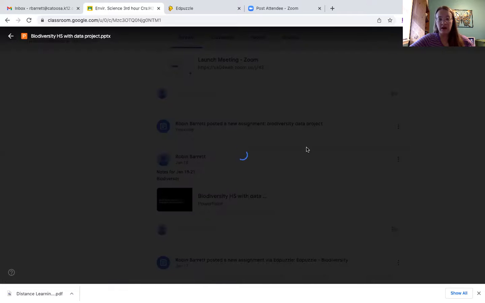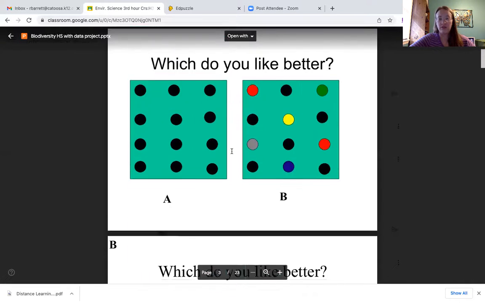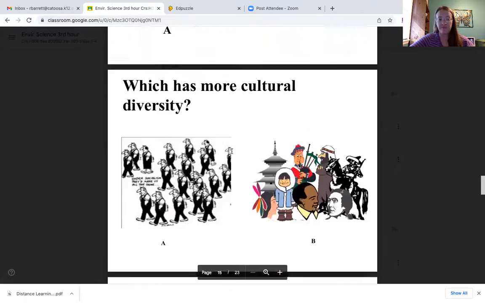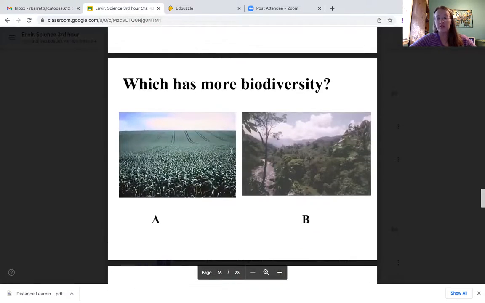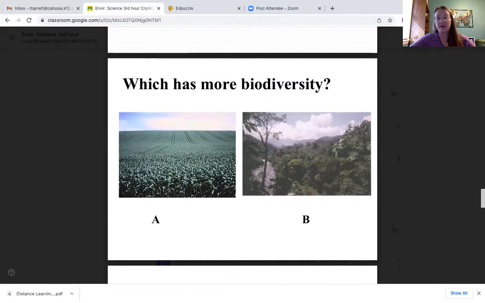If you pull this up, you are going to find the bell work questions, the notes about biodiversity, okay? Biodiversity means all the different living things. If I'm looking at these two things, A has millions of one type of plant, B has hundreds of different types of plants. B is more biodiverse because it has more different living things.